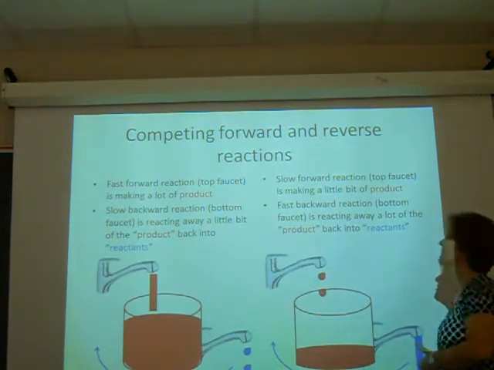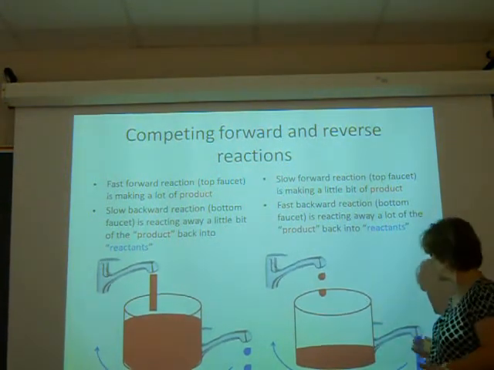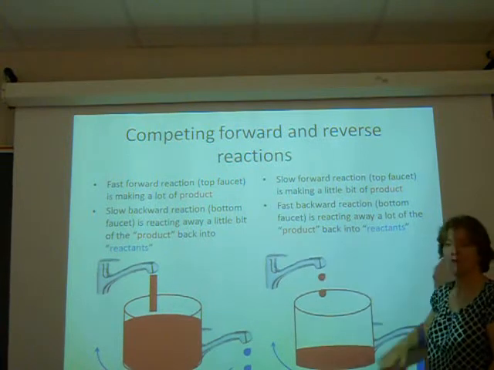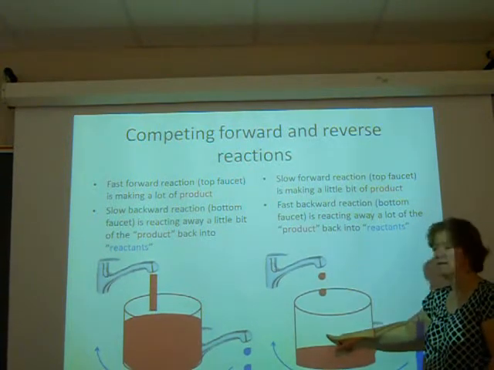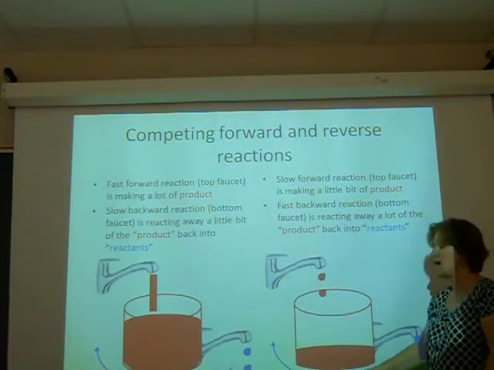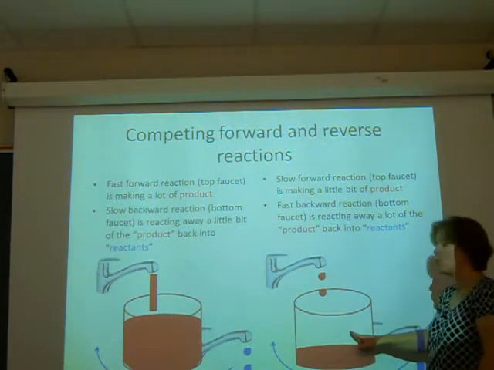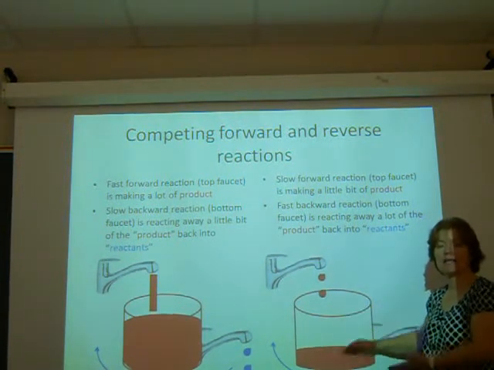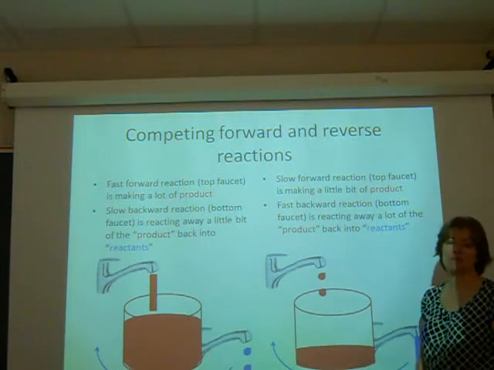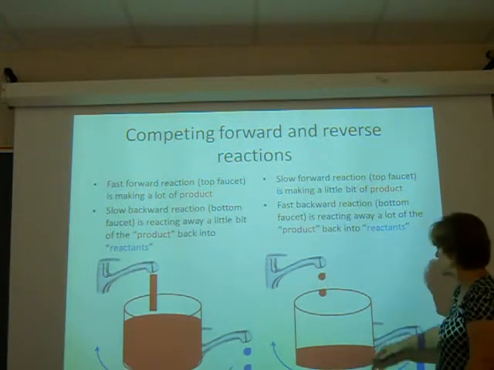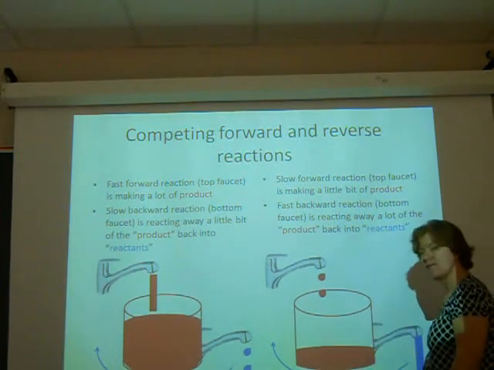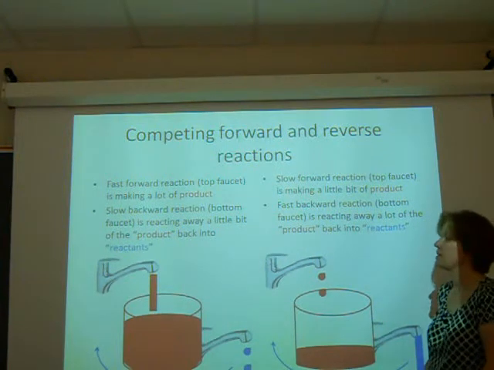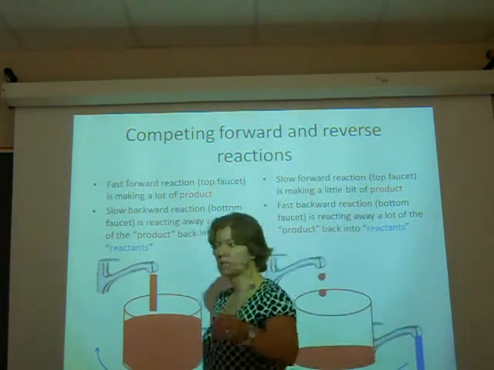On the other hand, if I had a fast backward reaction and a slow forward reaction, I have just drips coming in, and this is draining out at a very quick rate. What I'm going to see is this tank emptying out. I might not even notice there's any water coming in. So I'm going to mostly be noticing the effects of whichever is the faster reaction. And this is true at the beginning of a reaction.